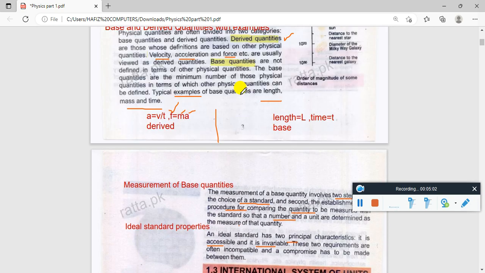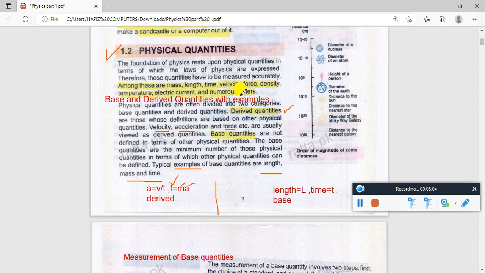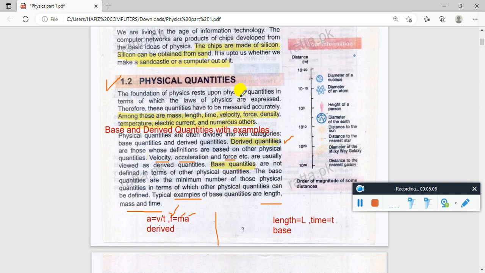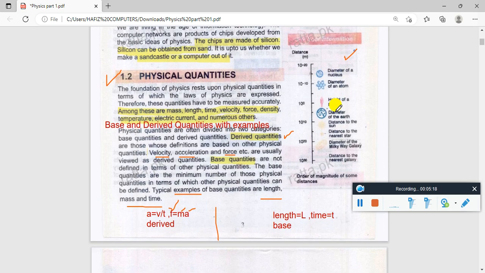So that's all from this video. It mainly consists of physical quantities, which involve base quantities and derived quantities with the differences along with their examples. There is a short MCQ written over here, and for your information, diameter and order of magnitude of distances can be important MCQs.